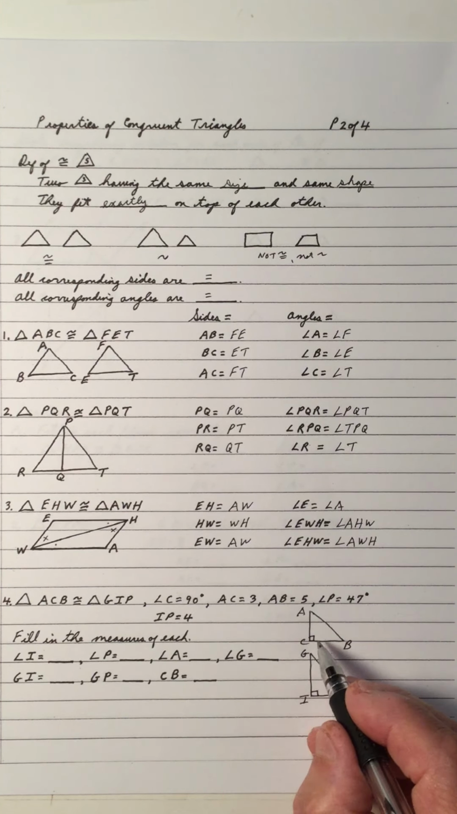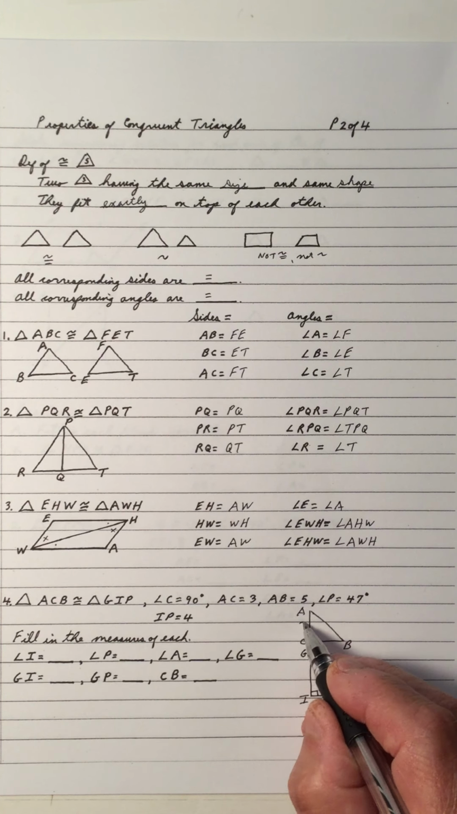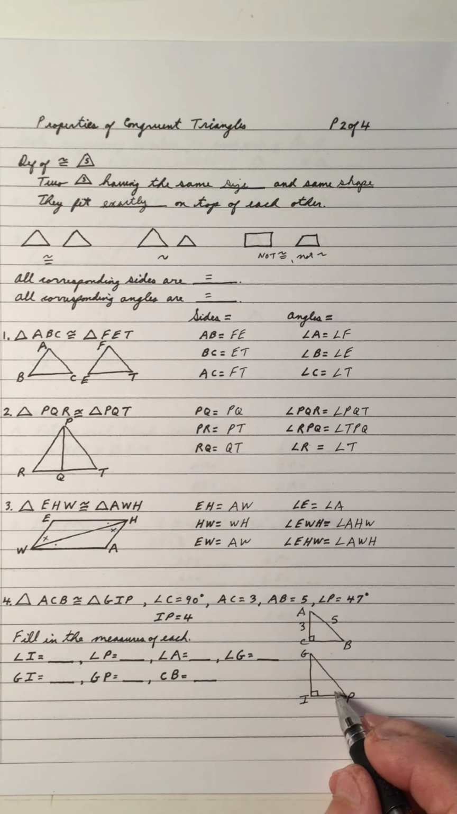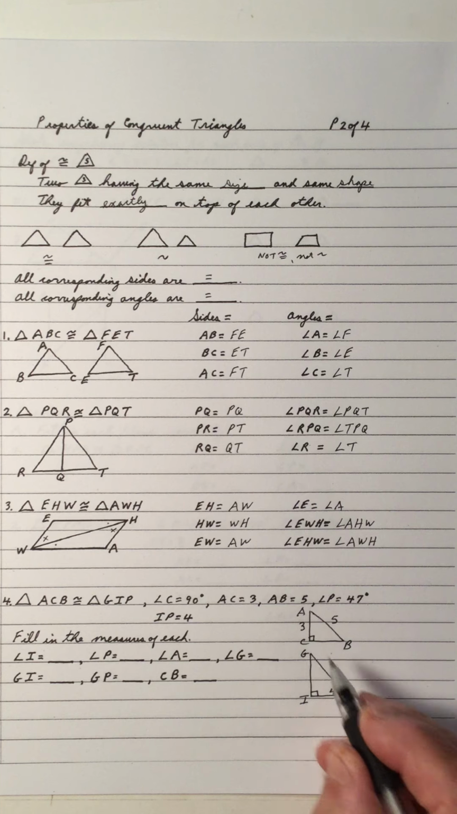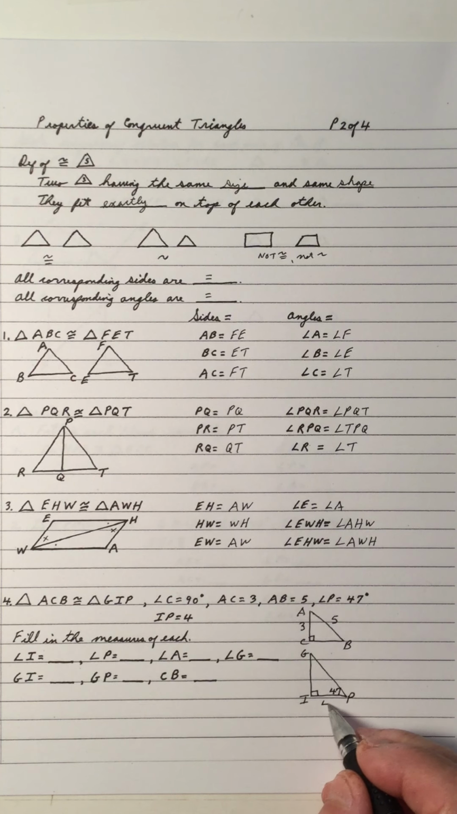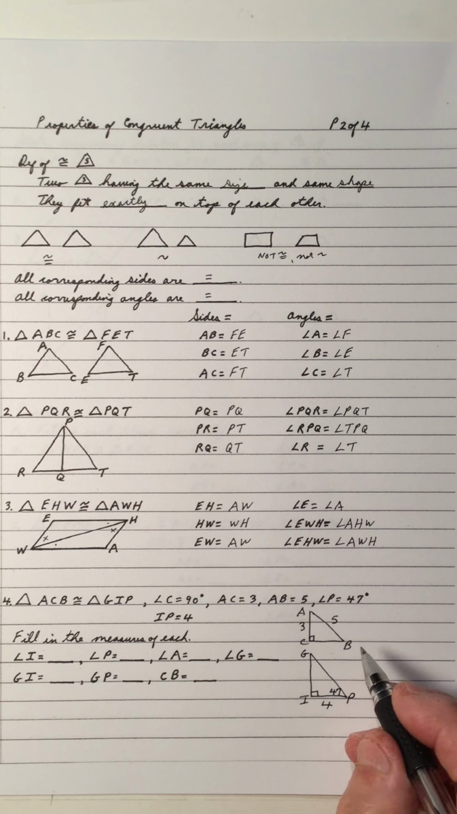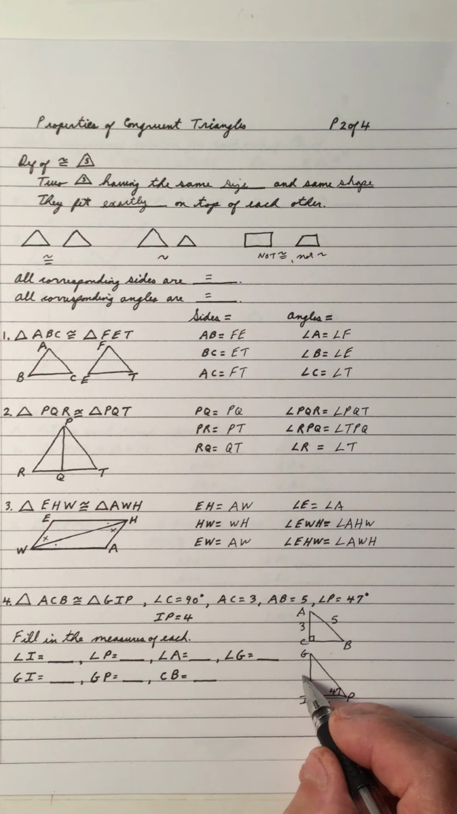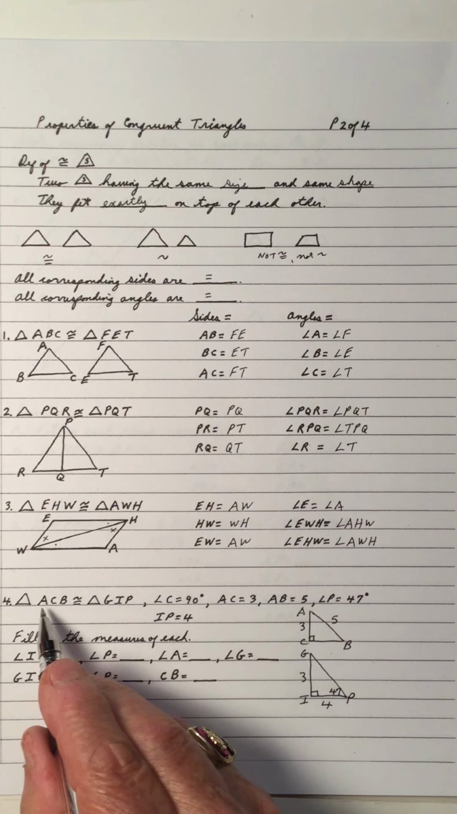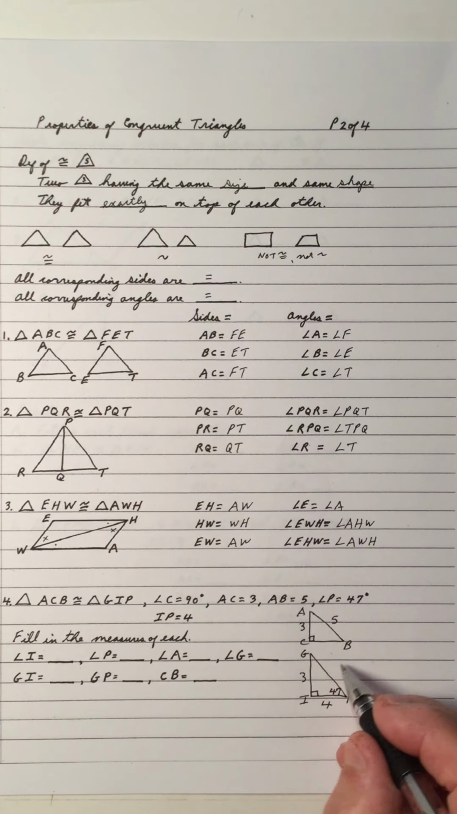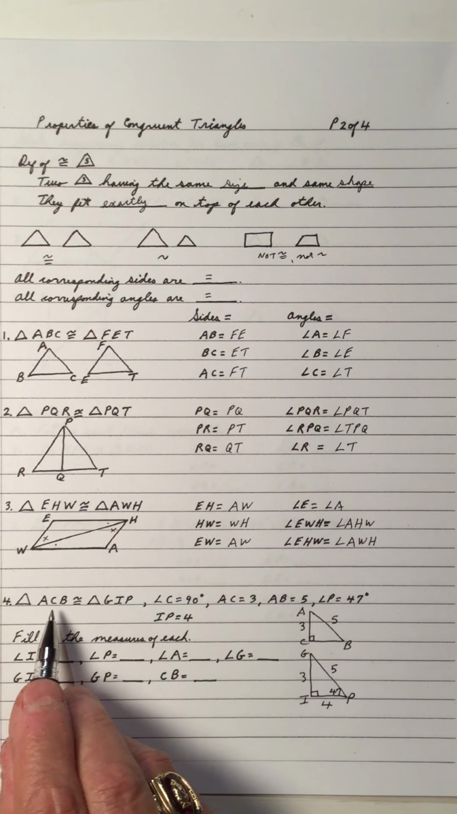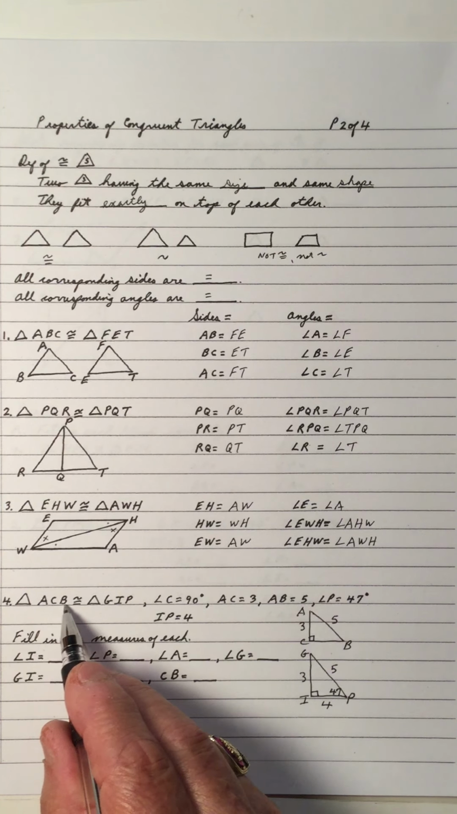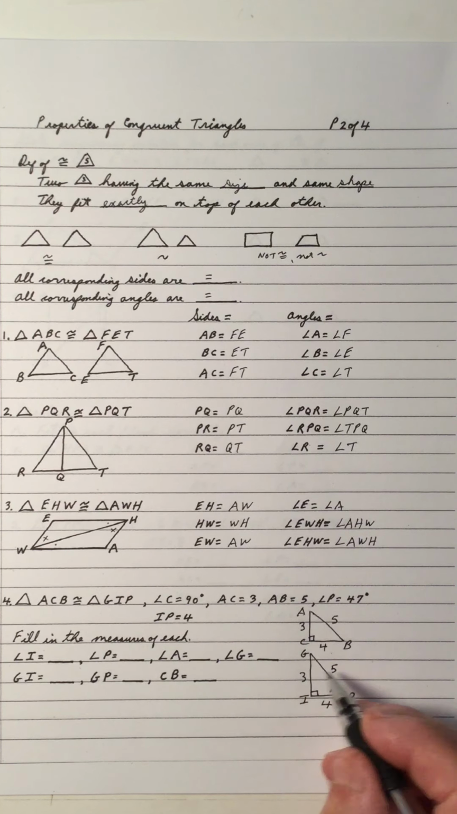Now, angle C is 90, AC is 3, AB is 5, angle P is 47, and IP is 4. If they're congruent, then since AC is 3, GI is 3. AB is 5, so GP is 5. And IP is 4, so CB is also 4. So all the sides are equal.